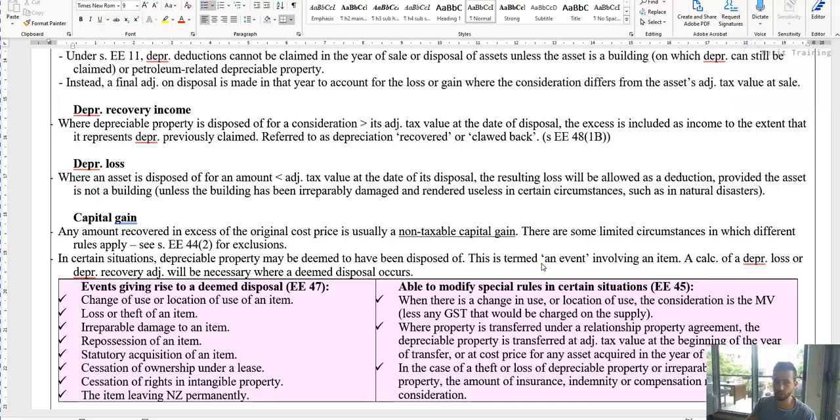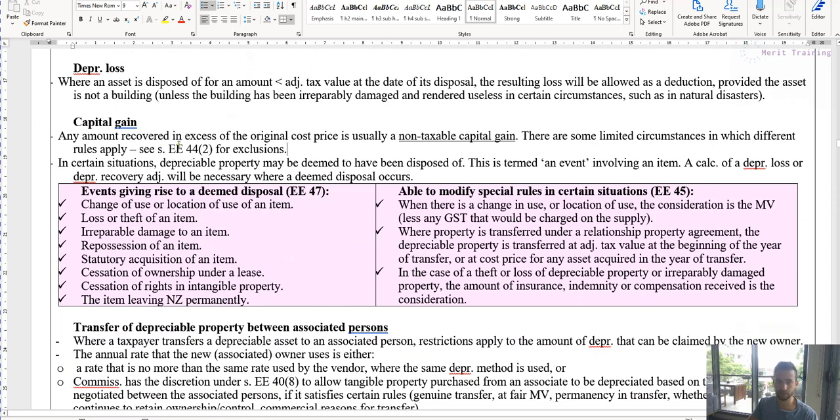Okay, so what about the situation, which I mentioned before, when you've got a gain in excess of the clawed back amount? If you remember, we only have to include in our assessable income the difference between the consideration and the adjusted tax value. So if we bought the asset for $150, depreciated it to $100, and sold it for $120, we'd include the $20 in our taxable income. But it's only limited to the depreciation component. So if we made a gain of $50, but we'd only depreciated $20, the $30 of that gain we don't include in our assessable income. This is the non-taxable capital gain. Generally you don't include that in your assessable income, but there are some limited circumstances in which different rules apply. See EE 44.2 for exclusions, which are listed below.